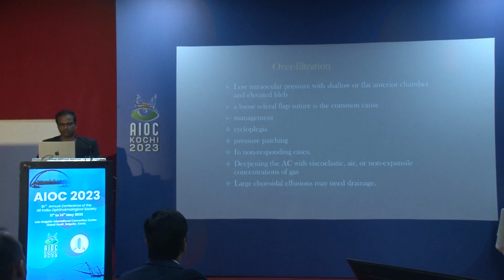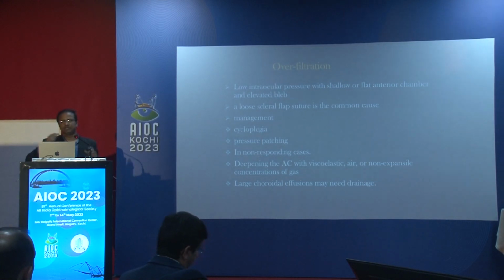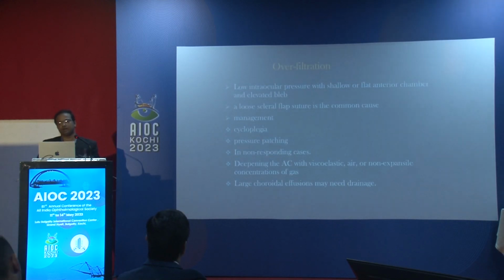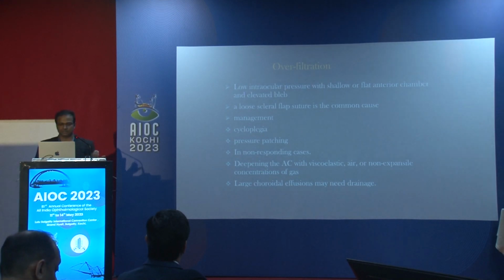So to deal with overfiltering bleb, a loose scleral flap is the reason, and if you remove the releasable suture very early in the post-op period, then you can have such a scenario. The management is giving cycloplegia and pressure patching. In cases which are not responding to this, we can try deepening the anterior chamber with viscoelastic or non-expansile concentration of gas. Later, if the hypotony persists for a longer time, then we can have suprachoroidal effusion. Then we sometimes have to drain, or may have to start steroids for 3 or 4 weeks.